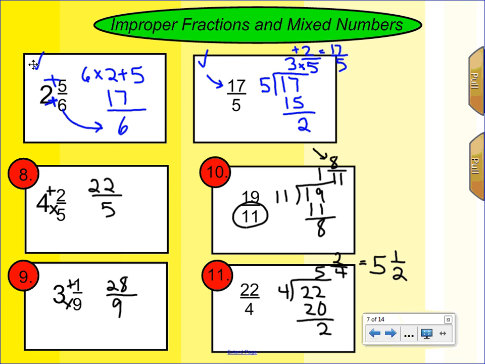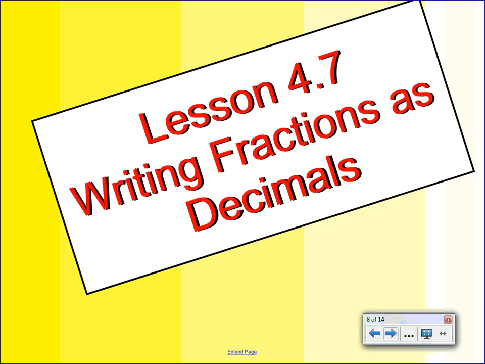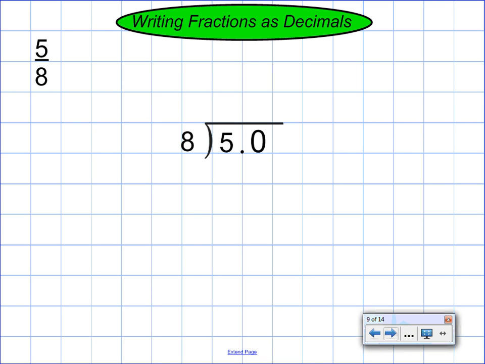Let's take a look at lesson 4.7, writing fractions as decimals. In order to write a fraction as a decimal, we take our fraction, and remember I said if you're not sure, turn it a quarter turn clockwise, and then you can put in the rest of your division house. So it looks like this.